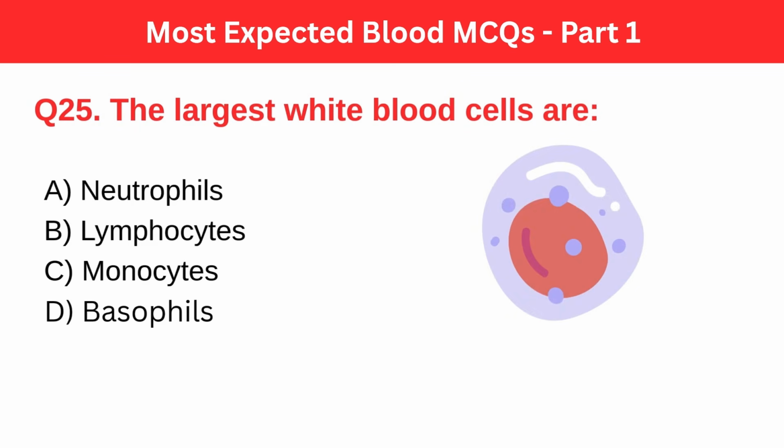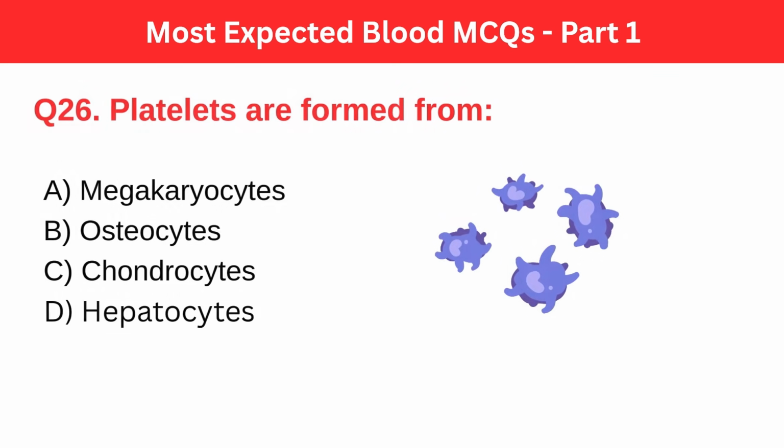Question number 25. The largest white blood cells are. The right option is C. Monocytes. Question number 26. Platelets are formed from. The right option is A. Megakaryocytes.